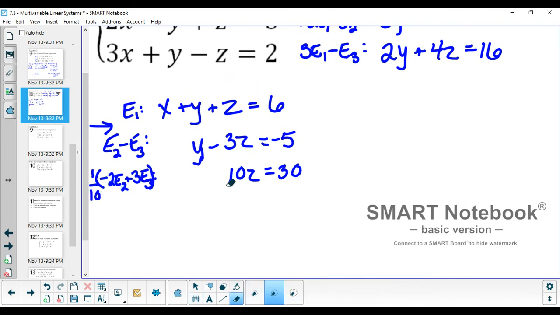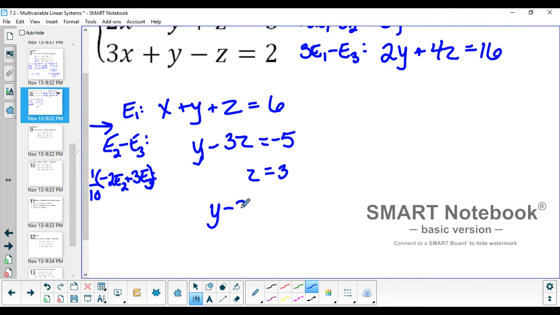All right, then I can make this the 1z that I want, and I can make this a 3. All right, so now it's in row echelon form. I can go ahead and do my backward substitution. All right, so I know my z. I can plug it up in here to my second equation.